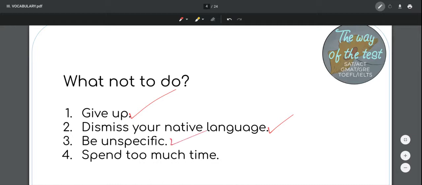Do not be unspecific. So let's say you kind of know or have heard this word before in a context. So you say, okay, it sounds like funny, so I'm going to mark funny. No, don't be that unspecific. If you're not completely sure of the meaning, go to the text and try to get the meaning from the text. And basically, you don't want to spend too much time doing this.